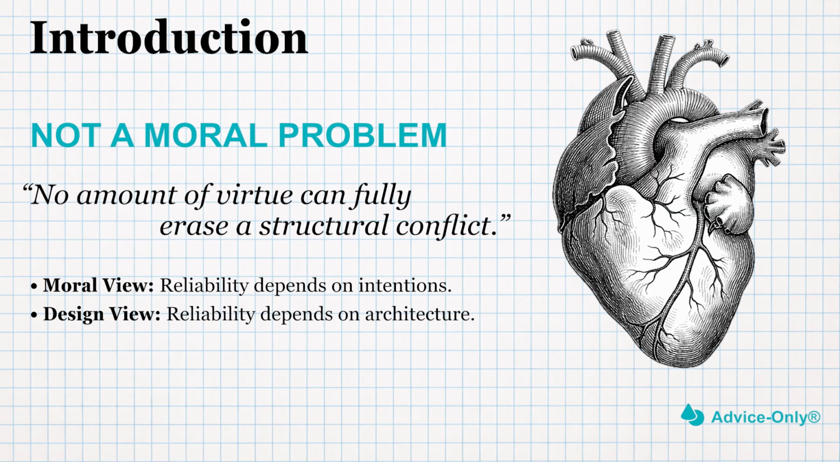By the end of this lecture, you should be able to do 3 things. Recognize structural conflicts that persist even when disclosed. Understand what I call the capability lens, which evaluates what a system is actually capable of producing. And see how the advice-only methodology attempts to engineer fiduciary reliability rather than merely promise it.